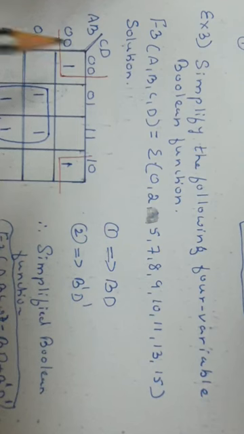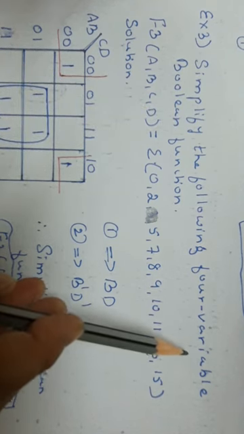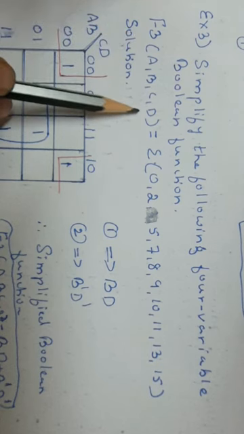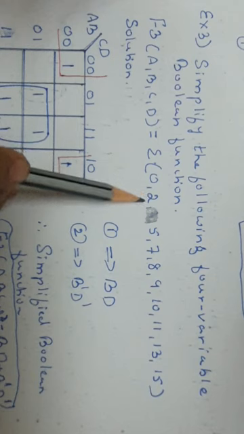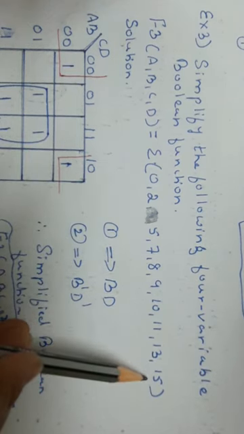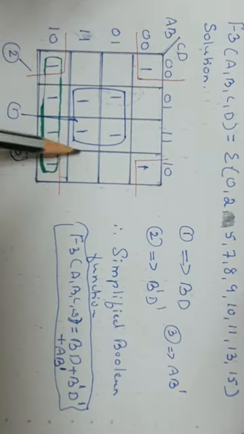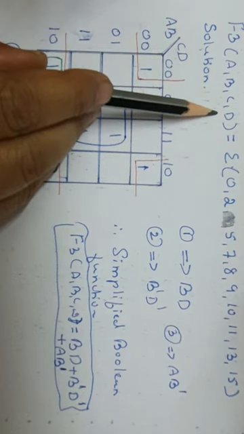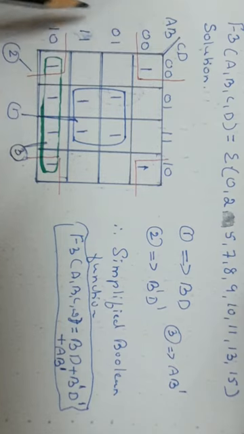Okay. Next, let us solve example 3. Simplify the Boolean expression of 4 variables, that is F3 of ABCD equal to sigma of minterms 0, 2, 5, 7, 8, 9, 10, 11, 13 and 15. Okay. So 2 raised to 4, that is 16 squares, we have drawn in the K-map. Then ABCD are the input 4 variables. AB is written here and CD are written here.